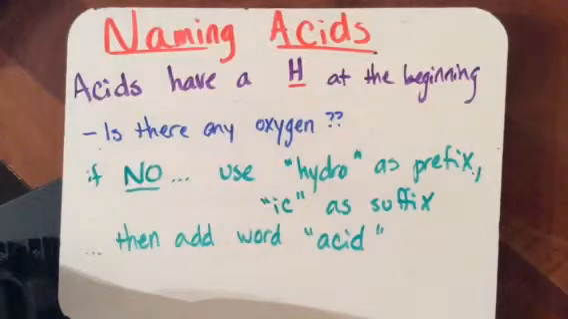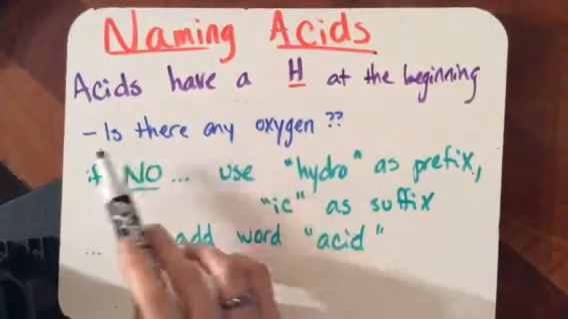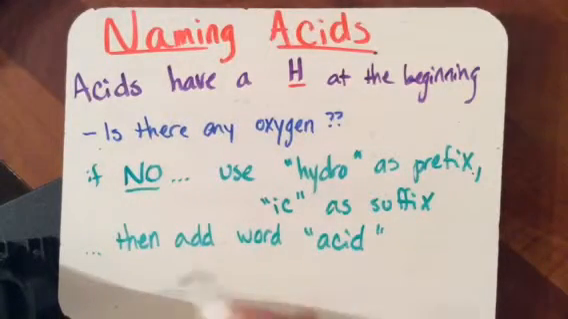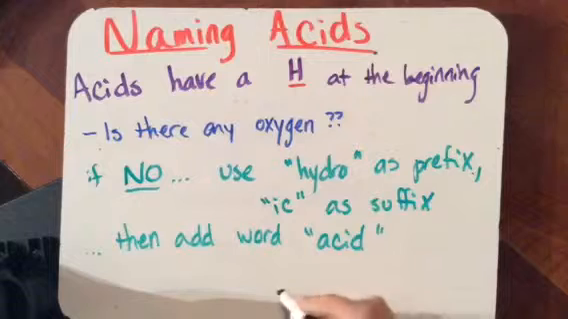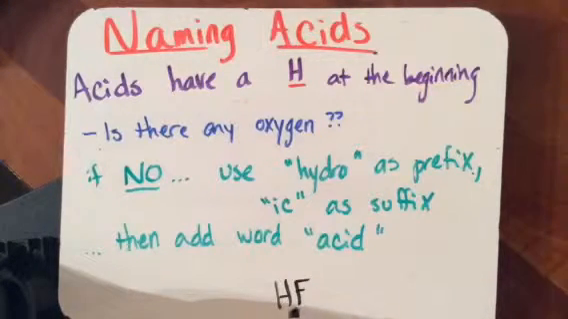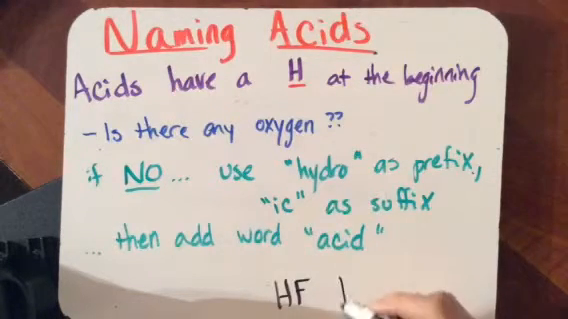In general, when you're looking at acids and you need to name an acid, the first thing you need to ask is, are there any oxygens in the compound, in the acid? So we're going to look at HF. Right now we can say no, there are certainly no oxygens in this acid right here. So if there are no oxygens, the first thing that you need to always write is hydro.